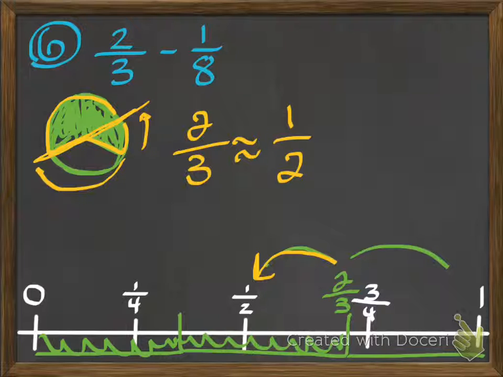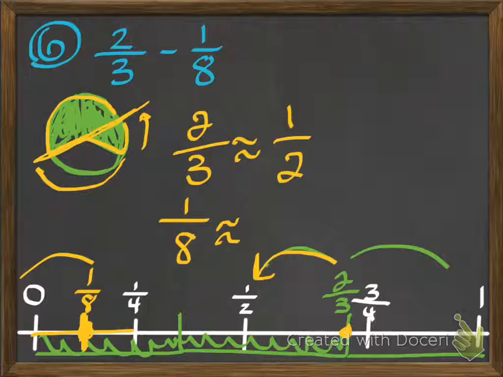And then I have 1/8. Where would you put 1/8 on the number line? Well, we know that 8/8 equals 1. 1/8 is just a little portion. And remember we said that 1/8 is if you took a fourth and you cut it in half, that would be 1/8. So it's right here on the number line, much closer to 0. Okay, so I'm going to say that 1/8 is close to 0. It's approximately 0 for estimating.